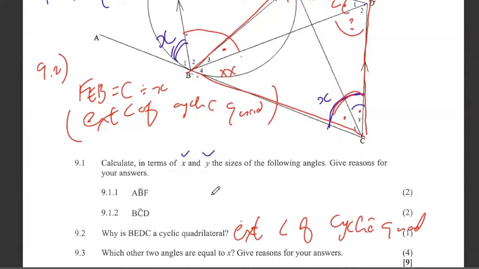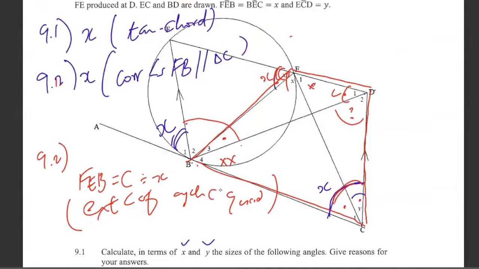Okay, so since we proved that it's a cyclic quad, we can now bring in all the aspects that we want. So if this is a Y, then this is also going to be a Y, angles in the same segment. This is X, which means that is also going to be X.